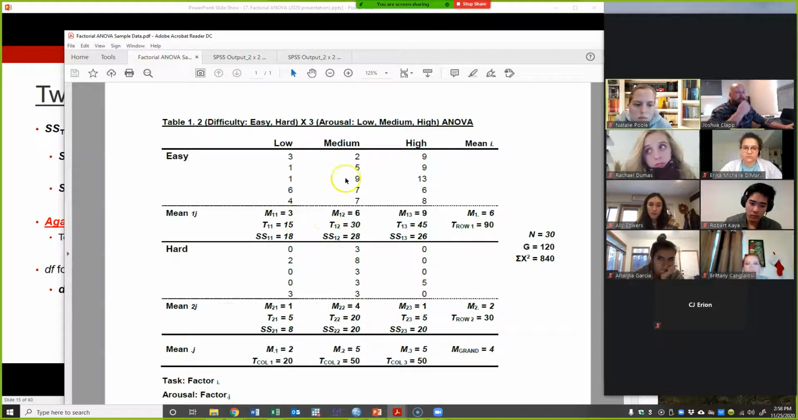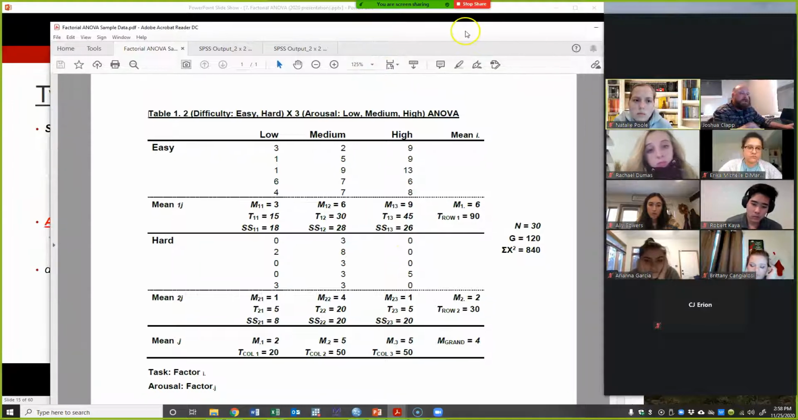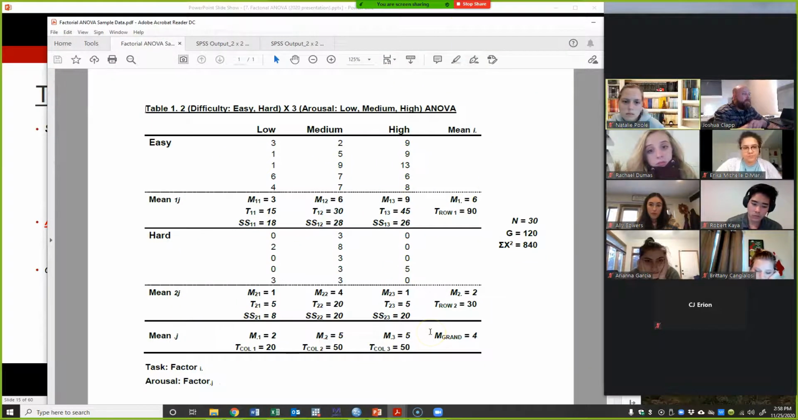Okay, so if you pull up the handout that I sent. Here what we're looking at is, let's say, for this example, a hypothetical situation where what we're interested in is the impact of arousal and task difficulty on performance.